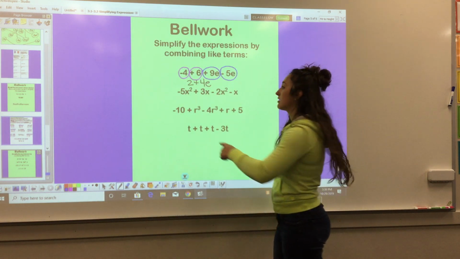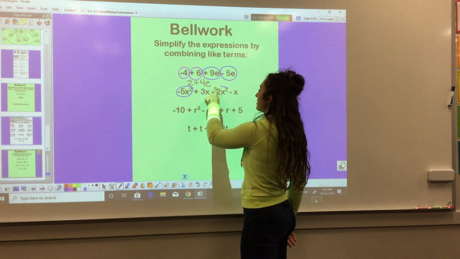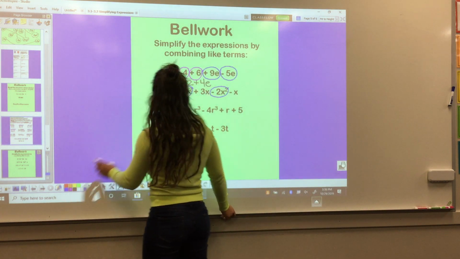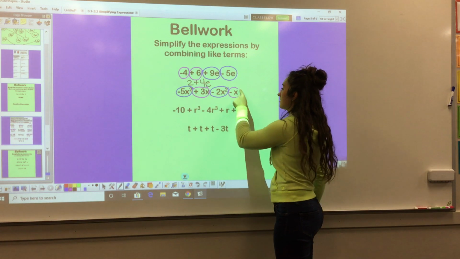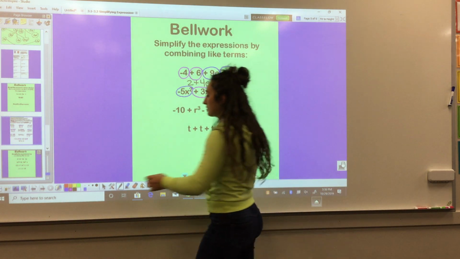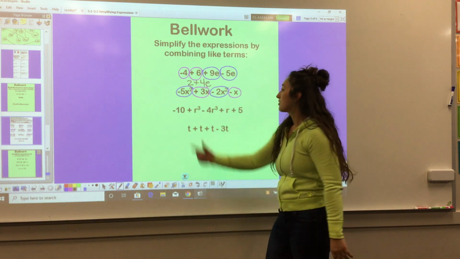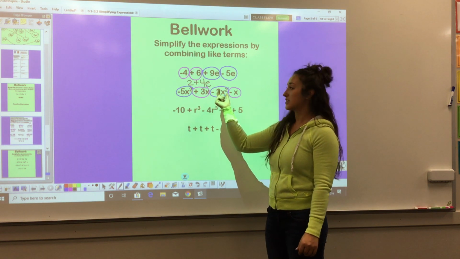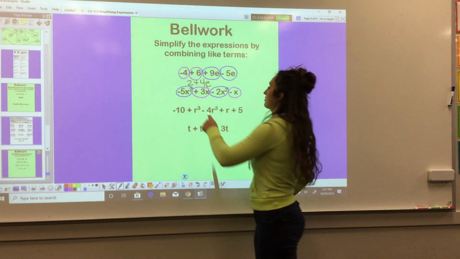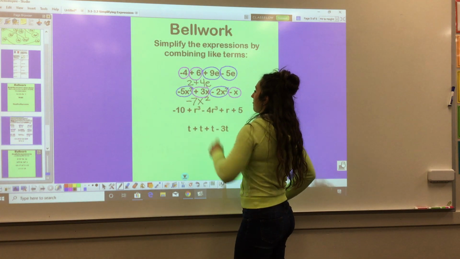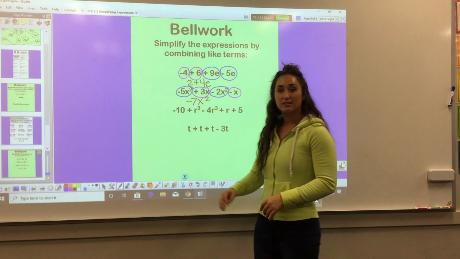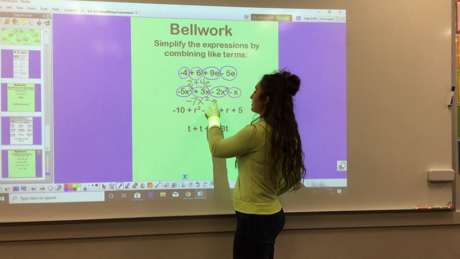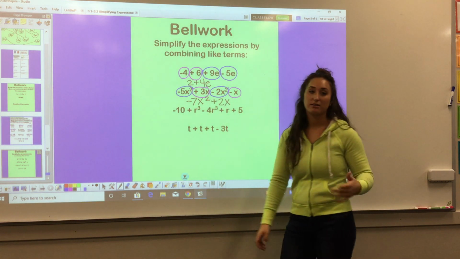Next, like terms here are the negative 5x squared and the negative 2x squared, along with 3x and negative x. So negative 5x squared plus negative 2x squared would be negative 7x squared. And then 3x plus negative x, that's like 3 plus negative 1, leaves me with plus 2x, or positive 2x.